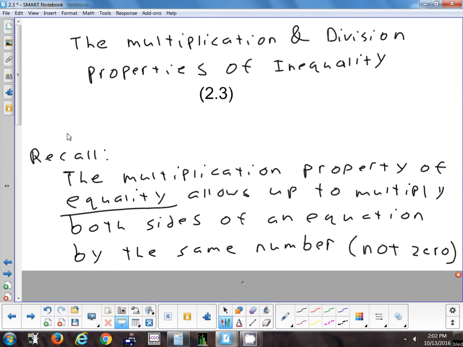The multiplication property of equality allows you to multiply both sides of an equation by the same number. So if you had something like this, the way you would solve it is you'd multiply both sides by a certain number. Anybody tell me what number you'd multiply by here to get x by itself? 4. Yeah, multiply both sides by 4. And there's your answer. X equals 10 times 4.